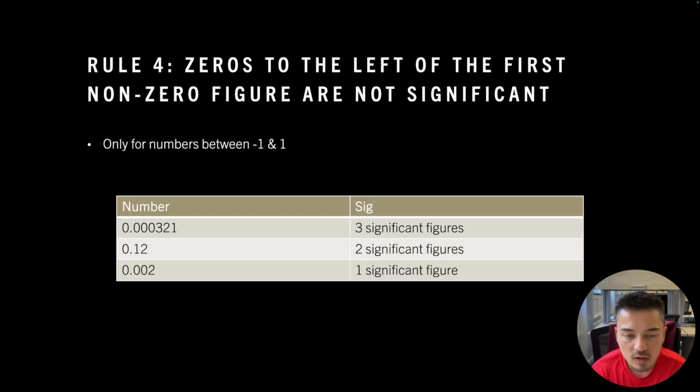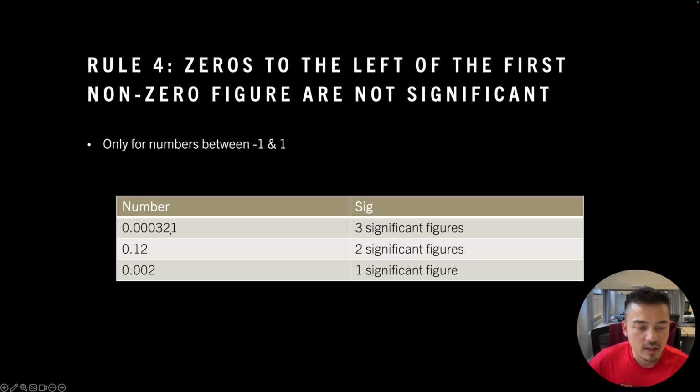Rule number 4, this is where the students get kind of messed up a little bit, and it can be a little difficult. So the rule states zeros to the left of the first non-zero figure are not significant. So these are for numbers that are between -1 and 1. So any number that starts with a 0, or any decimal number that starts with a 0.